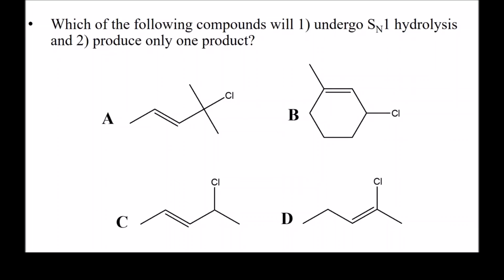Let's start today's lesson with a quiz. This question asks you to identify any compounds of these four choices that will both undergo SN1 hydrolysis and also produce only a single product. So go ahead and pause the video and see if you can come up with the correct answer.